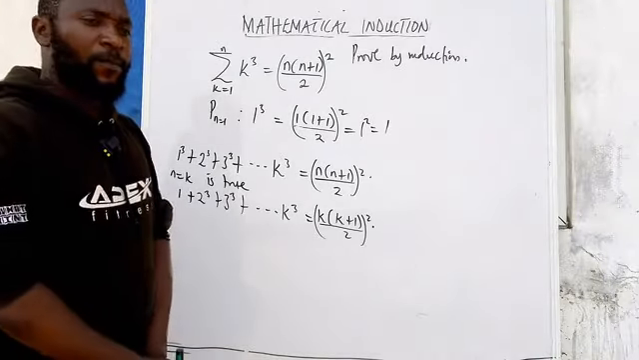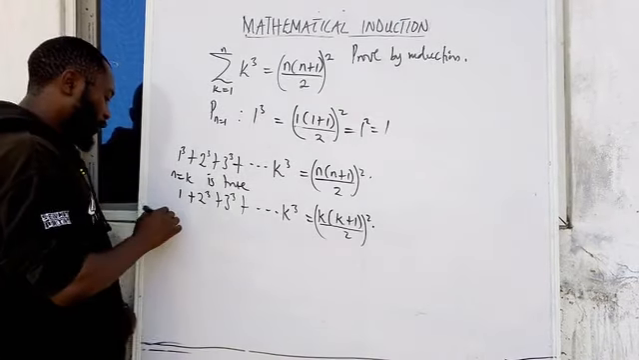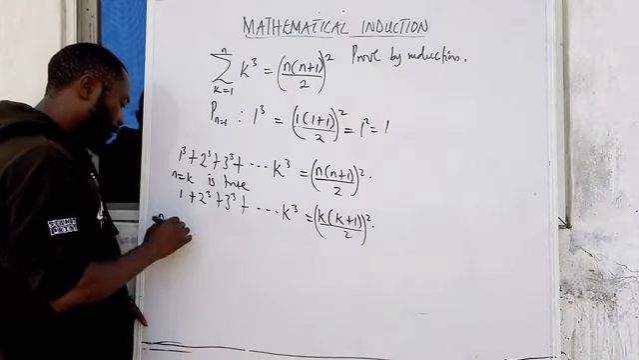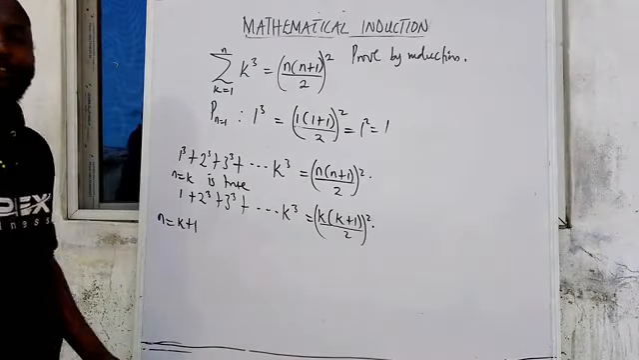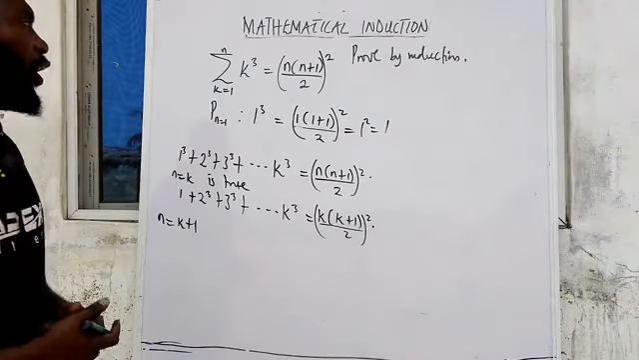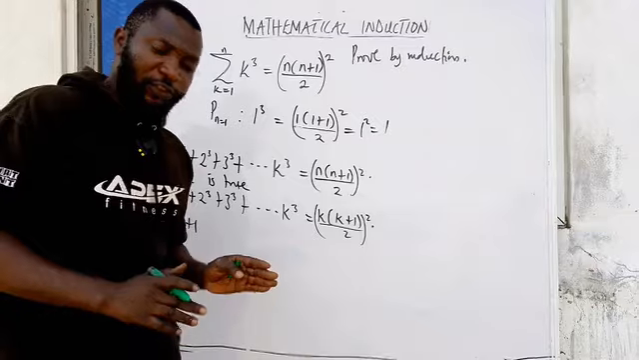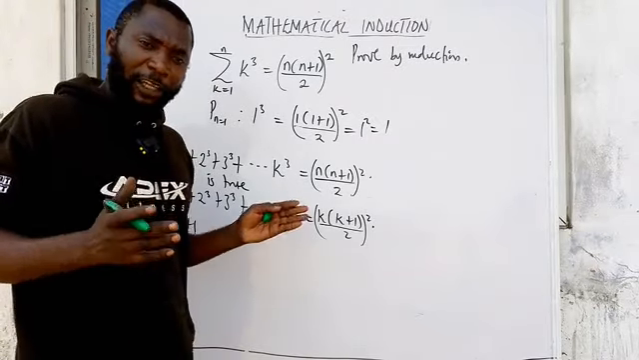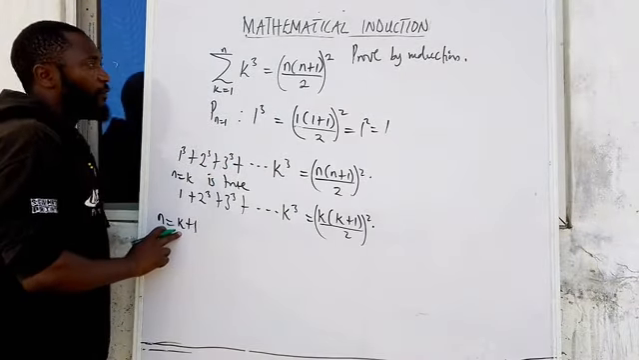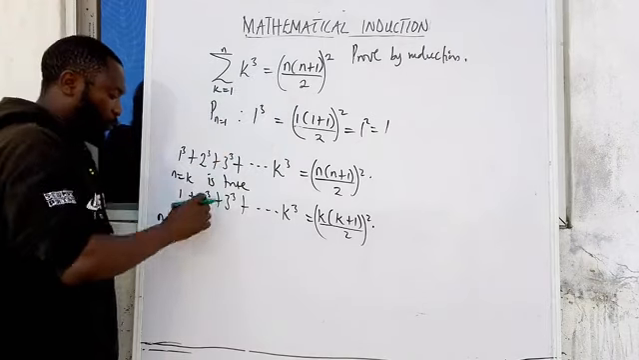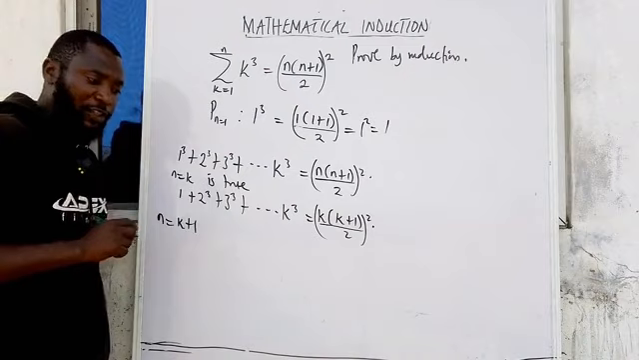Now, what do we need to do? We have to prove that whenever we replace n with k plus 1, the statement will still be true. And that is simply what you need to prove. How do we prove this? It's very simple. You need to first know your expected result. What is our expected result? Just go to the question. Where you have n, replace that n with k plus 1. That will be your expected result.